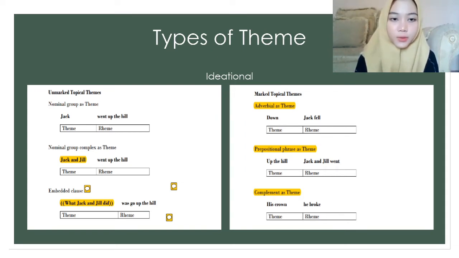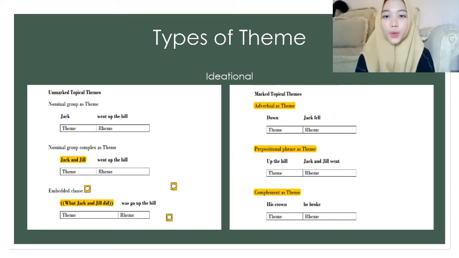Let's see the second one. Nominal group complex as theme: "Jack and Jill went up the hill." Jack and Jill is the theme. Went up the hill is the rheme. Let's see the last one. Embedded clause: "What Jack and Jill did was go up the hill." What Jack and Jill did is the theme, and was go up the hill is the rheme.